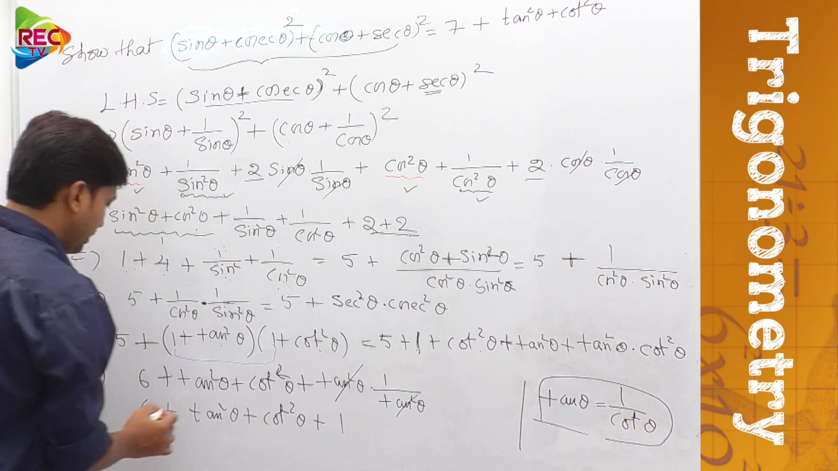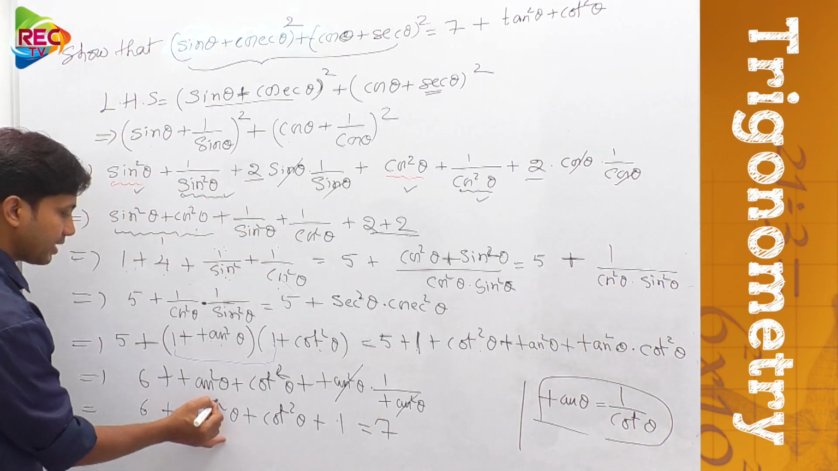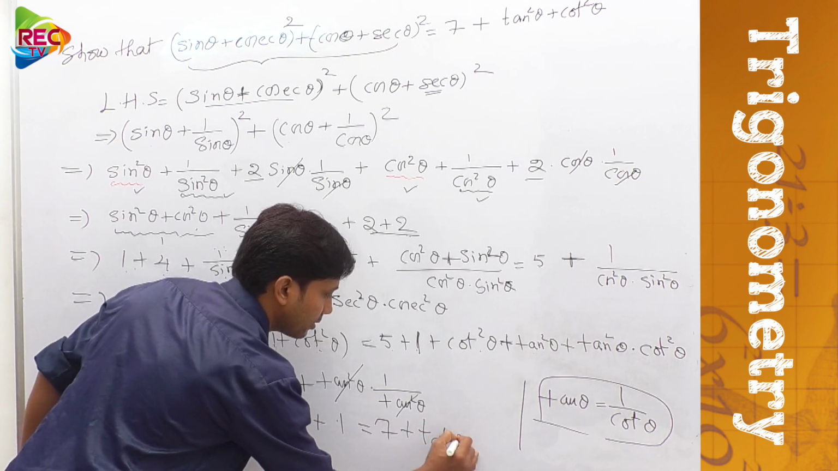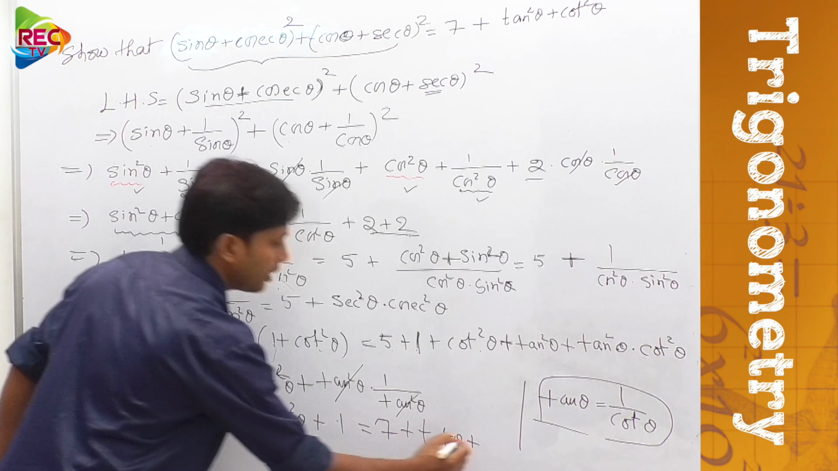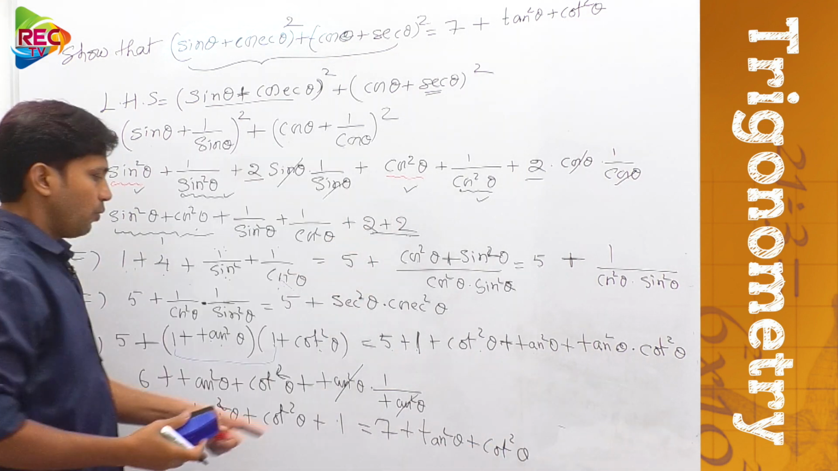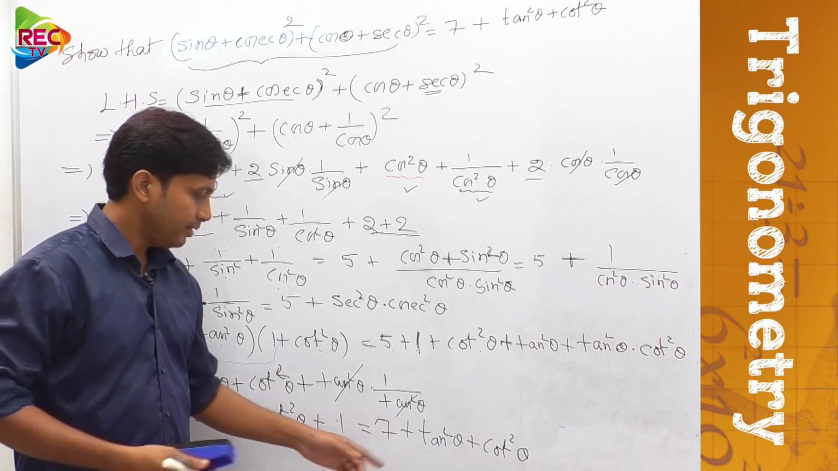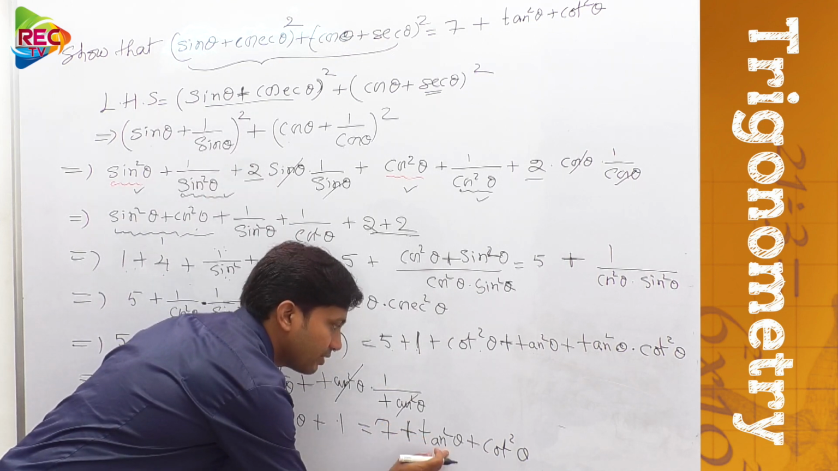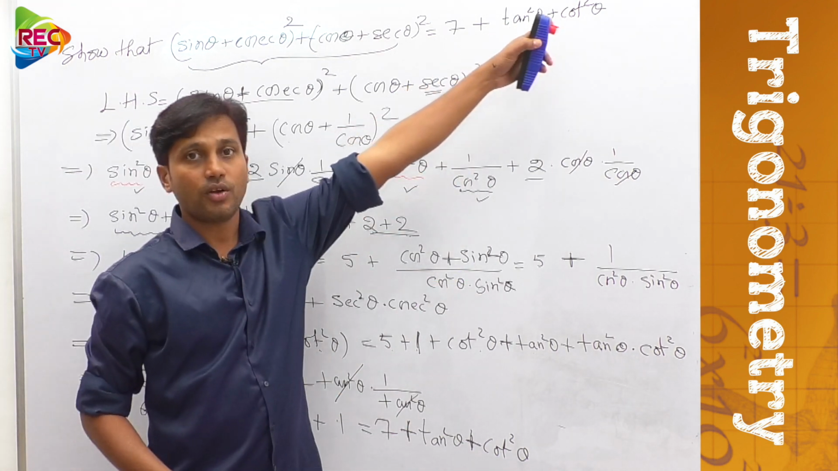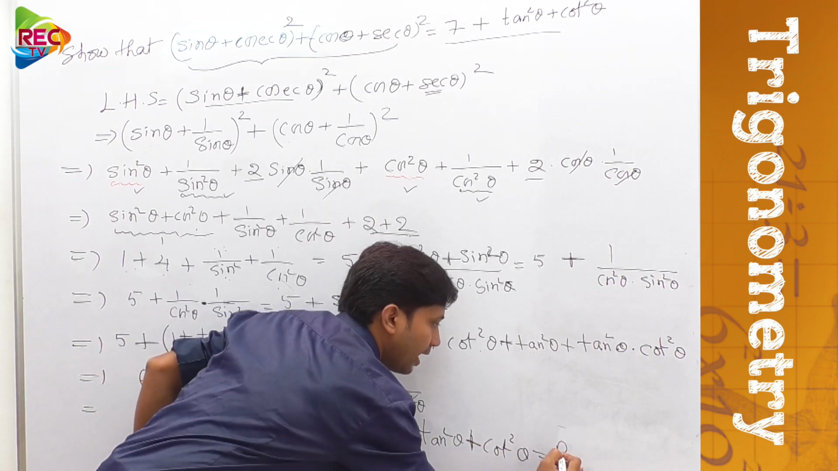Now tell me guys, this 6 plus 1 would be how much? 7. Now what is this term here? Tan square theta plus what is this here? Cot square theta. This is cot square. What is the expression obtained at the end of the problem? Just see here, this is 7 plus tan square theta plus cot square theta. I think we obtained the final answer over here. So just see, is it an answer or not? So hence we obtained our RHS part.